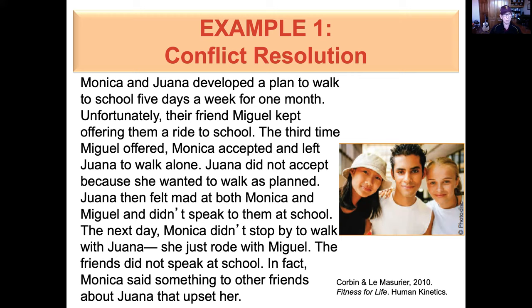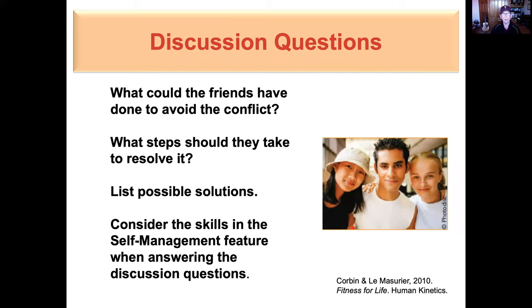In this case, Monica and Juana developed a plan to walk to school, and their friend Miguel kept offering them a ride. After Miguel offered, Monica accepted, but Juana had to walk alone. So they had some conflict. The students read the scenario, then they have to answer in class or even online in discussion groups, what could the friends do to avoid the conflict?